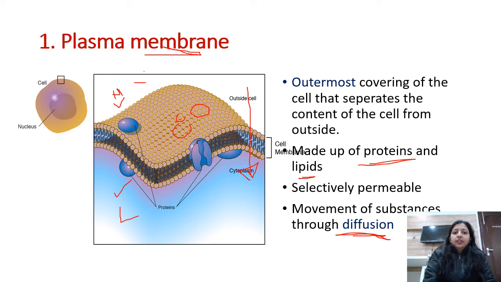We are having 10 molecules of oxygen gas over here, and we are having only 5 molecules of oxygen gas over here. So it means we are having higher concentration of oxygen outside the cell, and it will pass through the membrane inside the cell, and this thing is called diffusion. Okay, the movement of substances from higher concentration to lower concentration through this membrane is called diffusion.